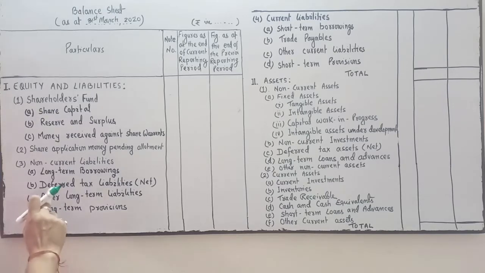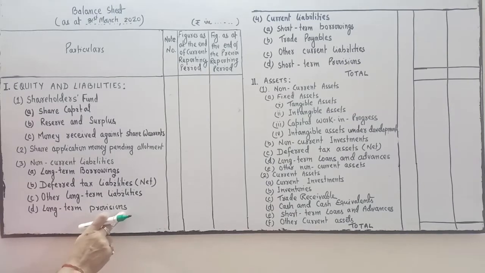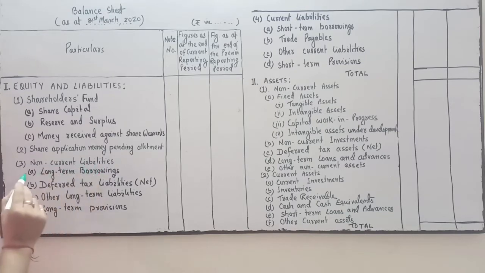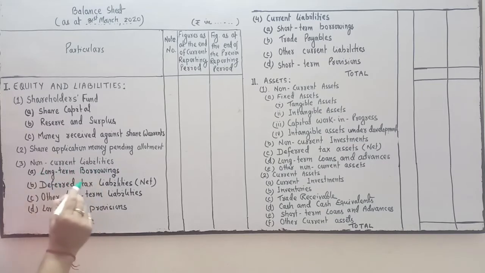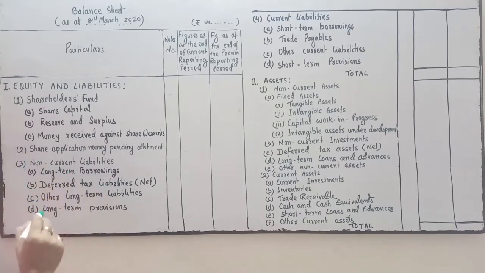Long-term borrowings. Deferred tax liability net. Other long-term liabilities and long-term provision. Fourth number is long-term provision. So under the non-current liabilities, there are the 4 liabilities: long-term borrowings, deferred tax liabilities, other long-term liabilities, and long-term provisions. These 4 are under the non-current liabilities.